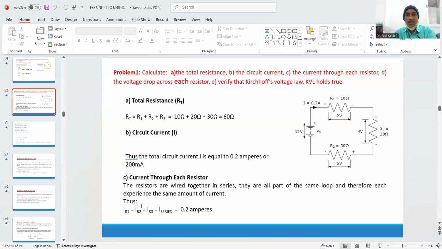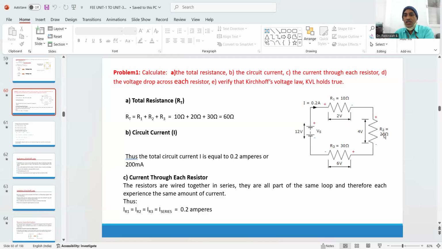Then by KVL, V equal to 12 volts will become equal to R1 into I plus R2 into I plus R3 into I. Otherwise, V minus IR1 minus IR2 minus IR3. With respect to the voltage drop at R1, V1 equals I into R1. I is 0.2 amp, R1 is 10 ohm. So the drop will be 2 volts across resistor 1.